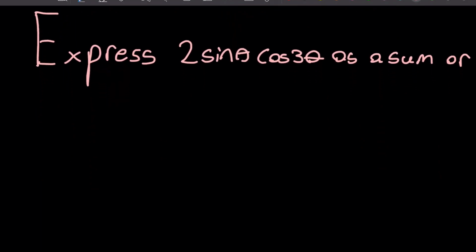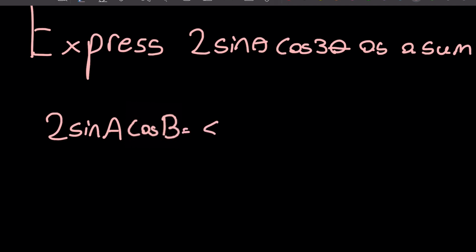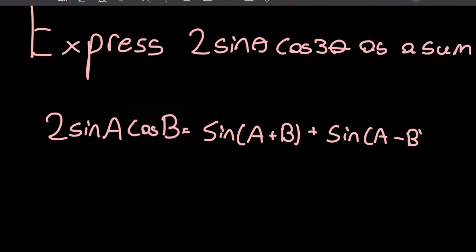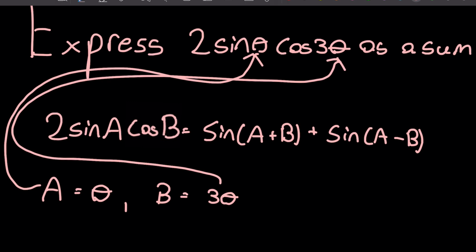So remembering that one, I'll just rewrite it. So let's say we have 2 sine A cos B is going to be equal to sine of A plus B plus sine of A minus B. And in this case, they gave us A equals theta and B equals 3 theta. I get this from what they gave us right here. They gave us A as the first term being theta and B as the second term being 3 theta. So now let's substitute in our values for A and B.